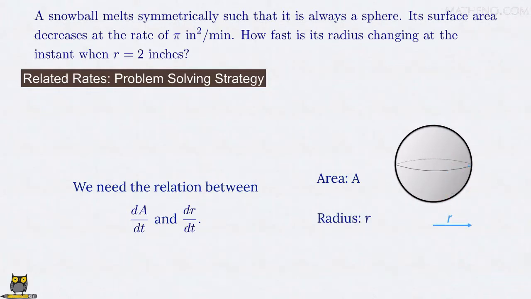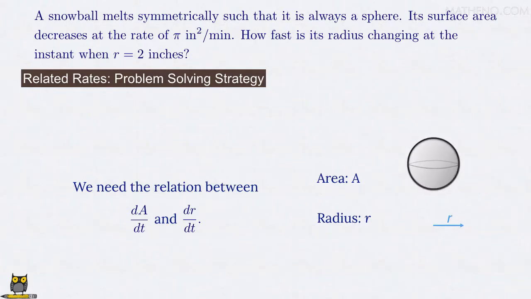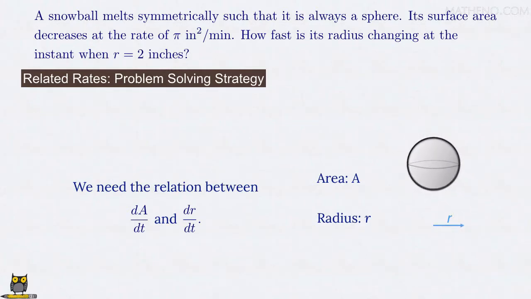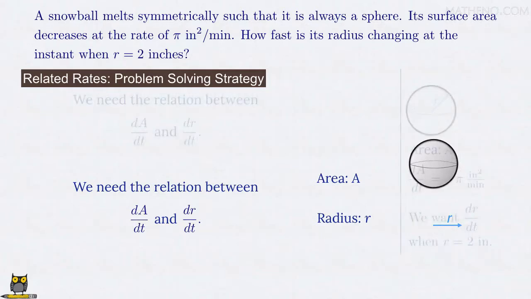Now clearly, if the snowball melts quickly, then its radius changes quickly too. By contrast, if the snowball melts more slowly, then its radius also changes more slowly. So intuitively, we expect that the rate at which r changes, dr/dt, somehow scales with the rate at which the area A changes, dA/dt. Our job is to find the exact relationship between those two quantities.